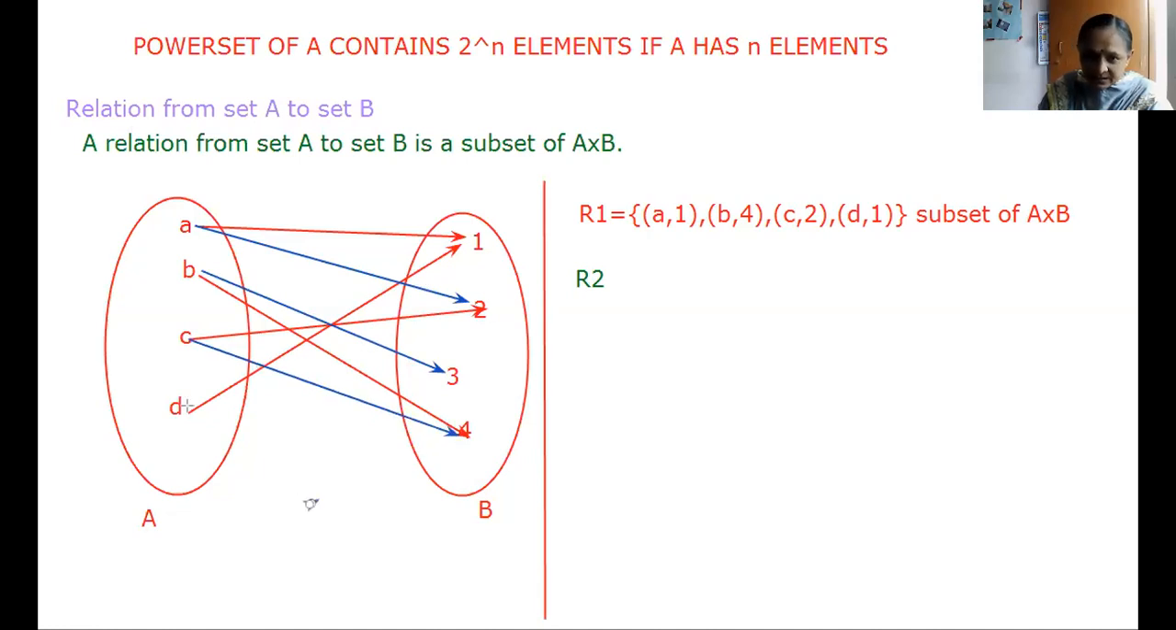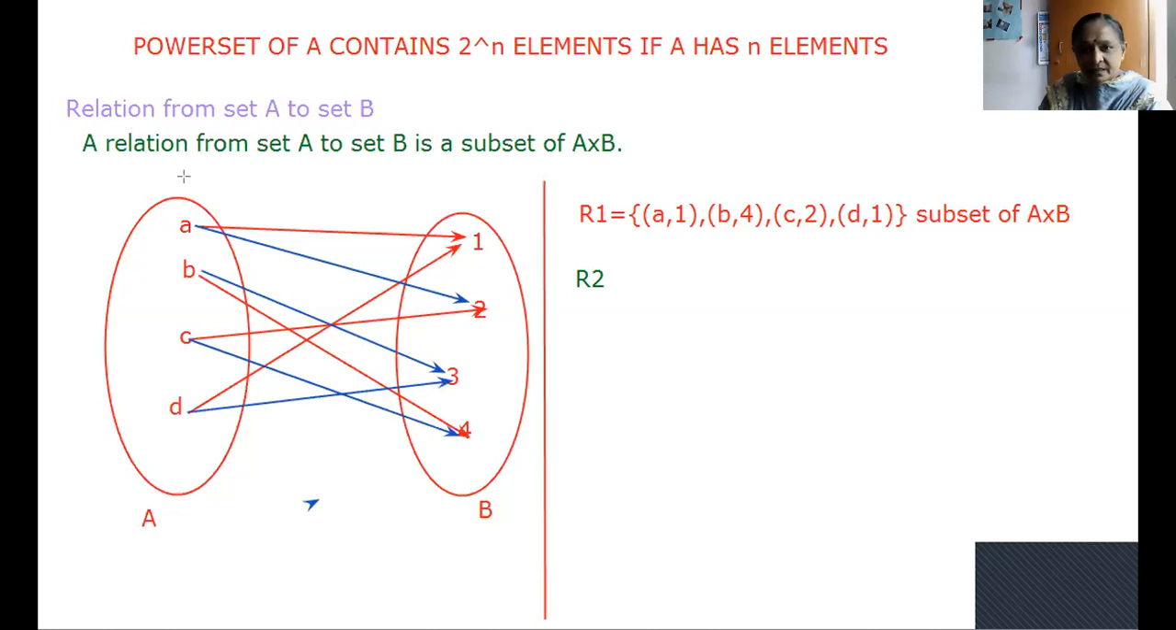Let me join D to 3 back. Let me join A to 4 also. So how do I write these kind of relations? Let us go back here.